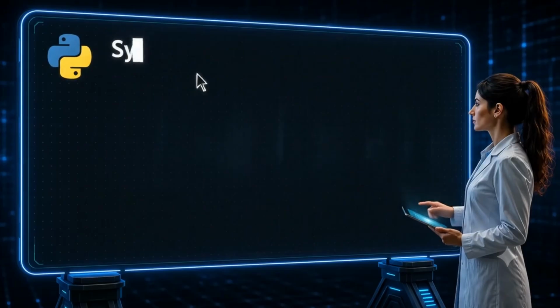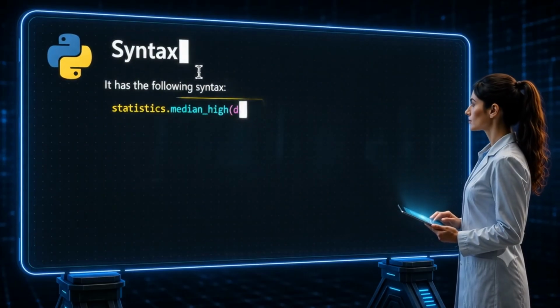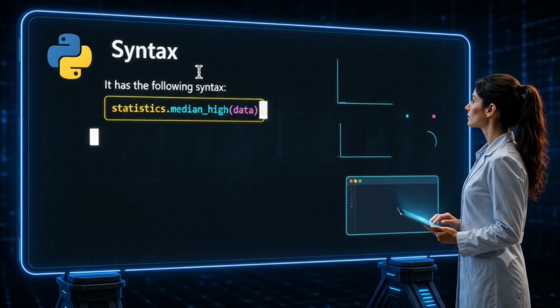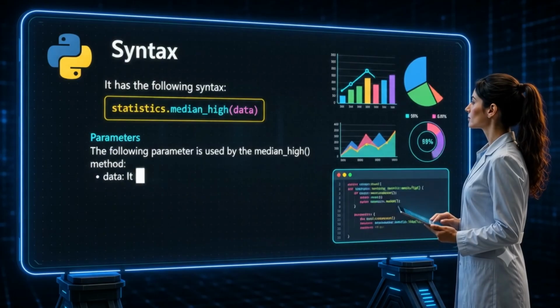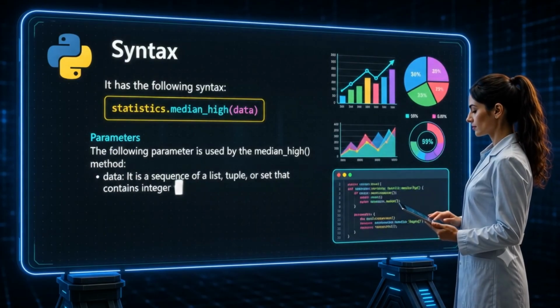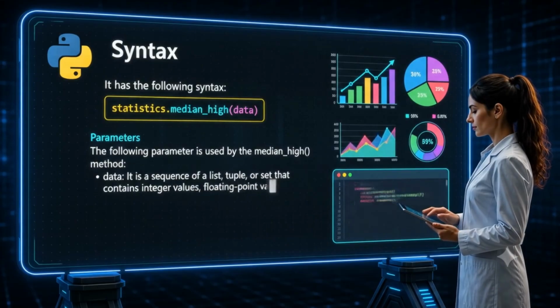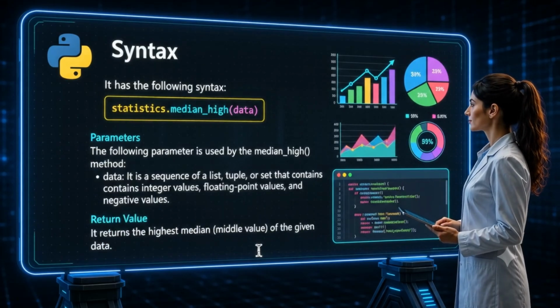Syntax. It has the following syntax. statistics.median_high(data). Parameters. The following parameter is used by the median_high method. Data. It is a sequence of a list, tuple, or set that contains integer values, floating point values, and negative values. Return value. It returns the highest median middle value of the given data.